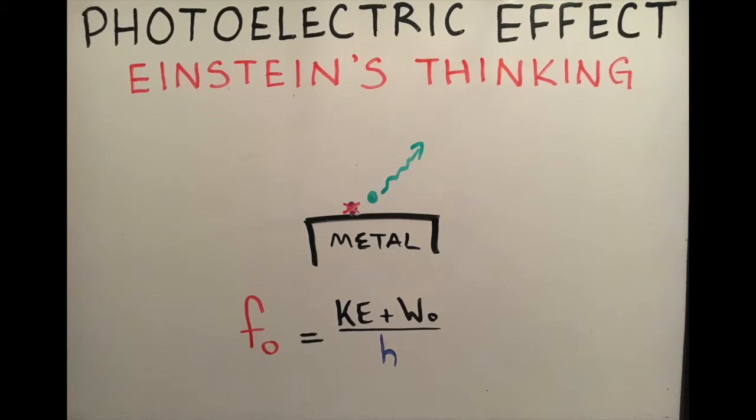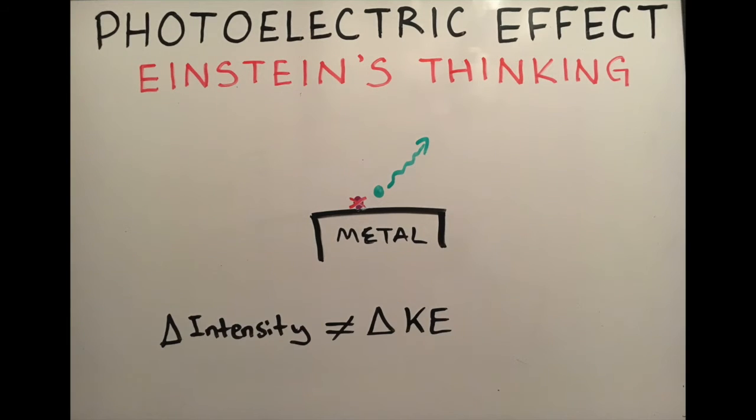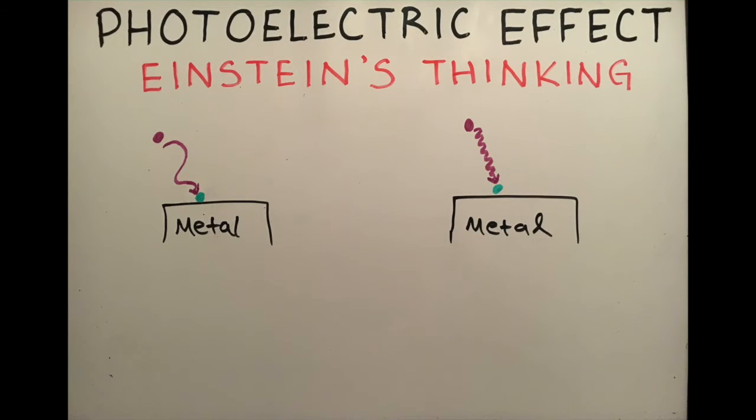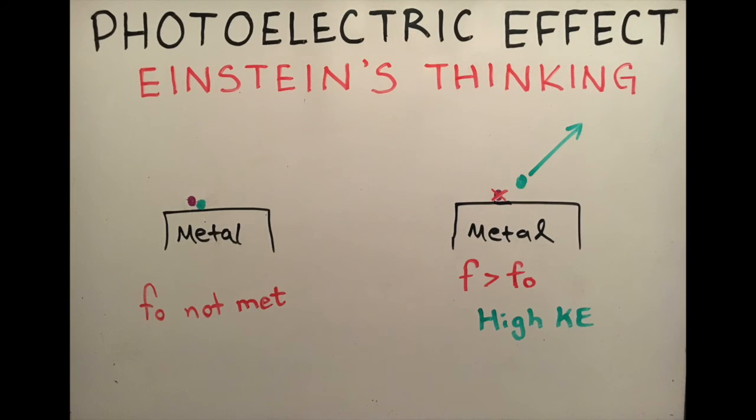The intensity of the light does not impact the kinetic energy of the electron, however, it does dictate how many electrons will come off. A higher intensity results in more electrons being removed from the surface. Through experimentation, it was shown that there is a cutoff frequency for when electrons stop being ejected from a surface, and that a higher frequency results in a higher maximum kinetic energy for the photoelectron.